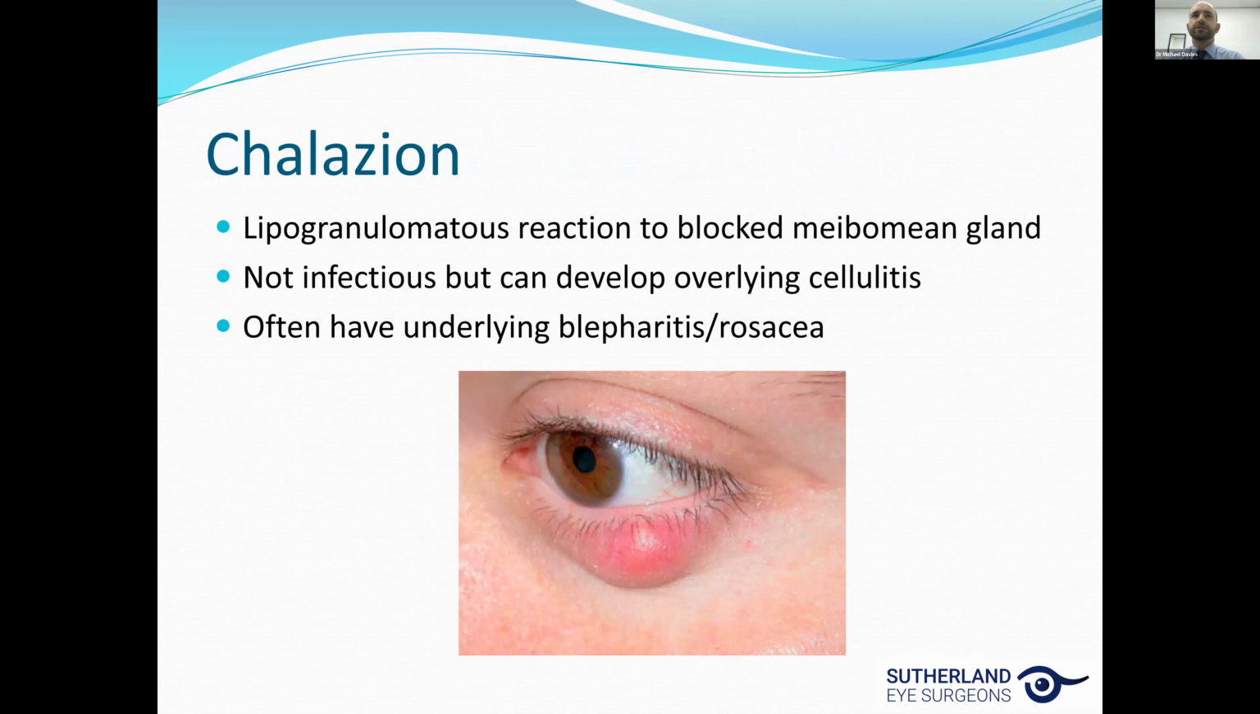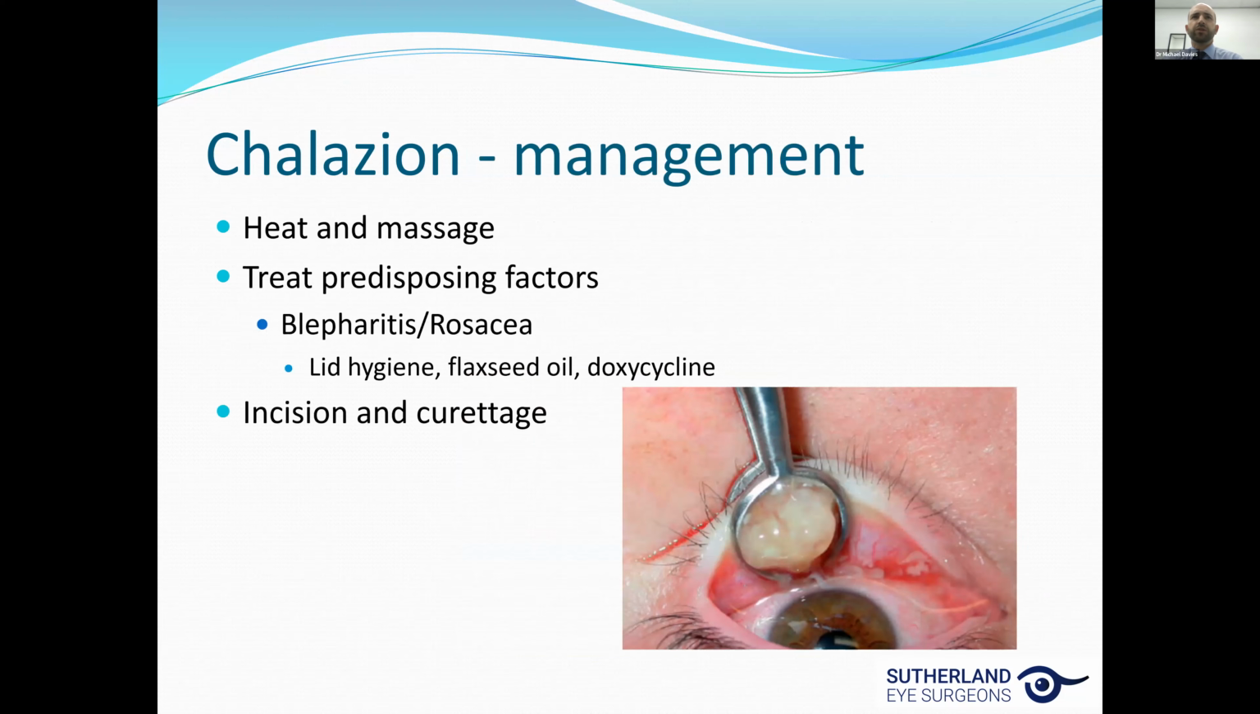So chalazions, exceedingly common presentations to us and to you guys as well. These are lipogranulomatous reactions to blocked meibomian glands, meibomian ducts, I should say. They're not actually an infection, but they can develop overlying cellulitis. So occasionally they do need some treatment with antibiotics, but in general, it's not an infectious process. The patient often will have an underlying cause for it, and most commonly that is blepharitis or rosacea, which are predisposing them to these lesions.